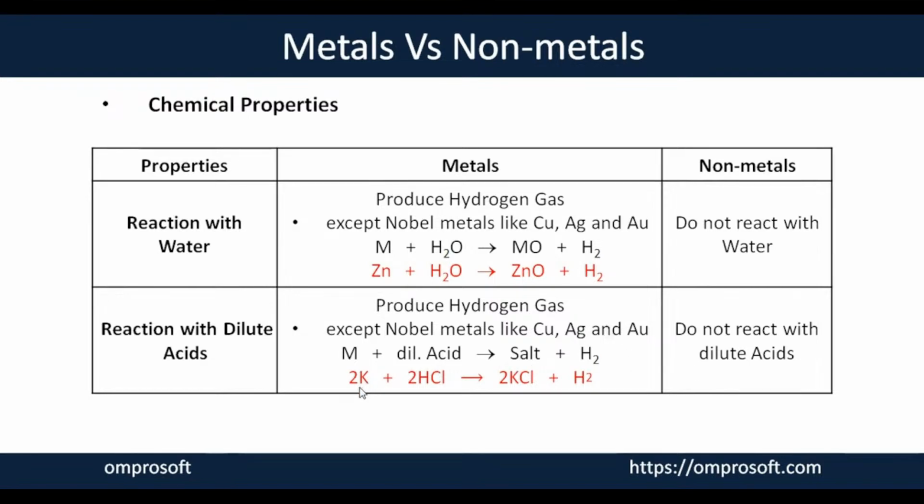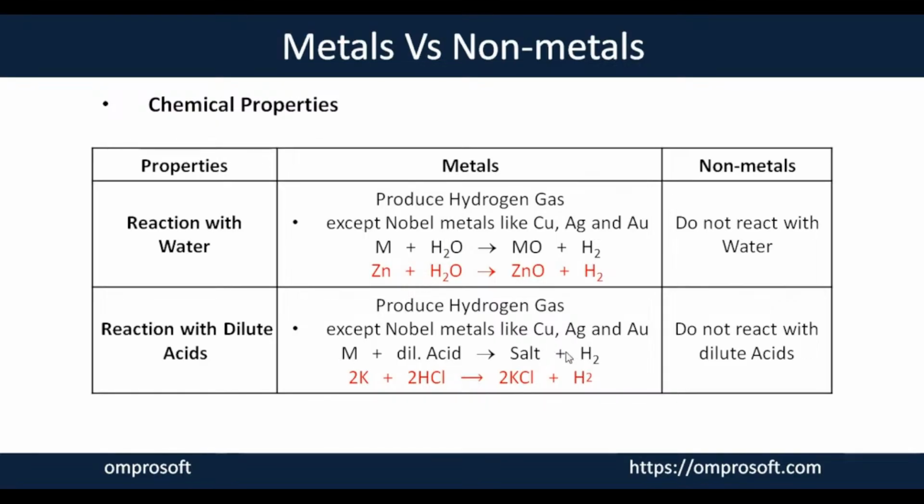Like you can see, potassium, which is the most reactive metal, when it reacts with any dilute acid, hydrogen chloride we'll take here. When hydrochloric acid combines with potassium, it produces potassium chloride as a salt and hydrogen gas is liberated here. So this is a common reaction whenever any metal except noble metals like copper, silver and gold, they do not take part in the reaction because they are highly stable in nature and less reactive as well.